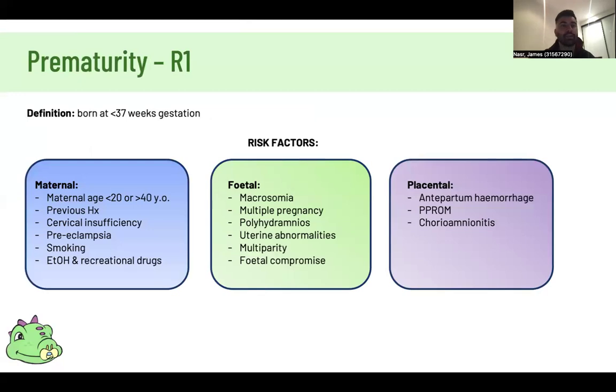Cool. So talking about prematurity now. This is defined as a baby being born before 37 weeks of gestation. But again, that does come on a bit of a spectrum.